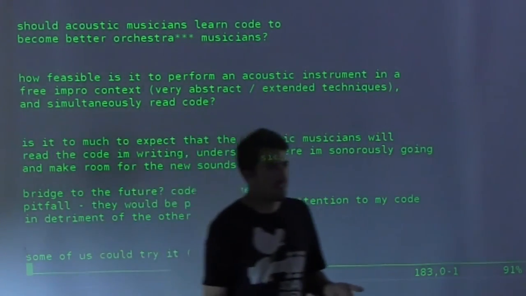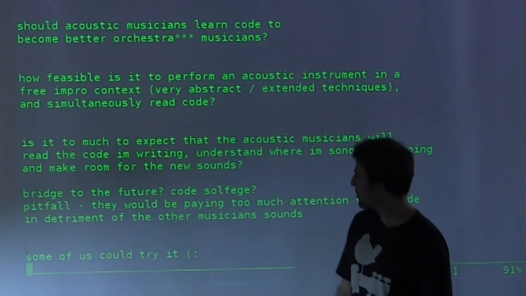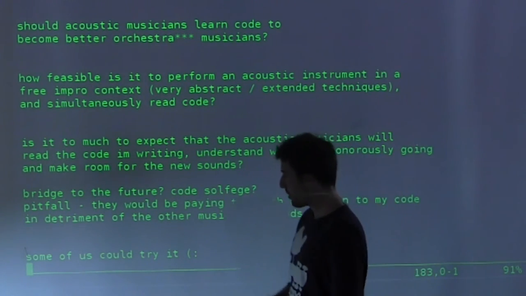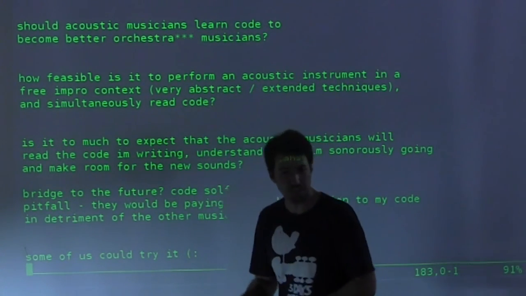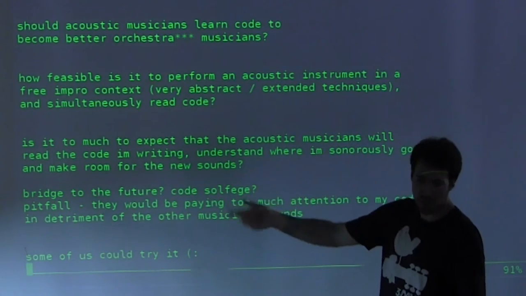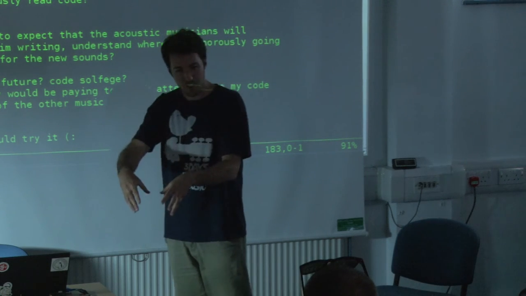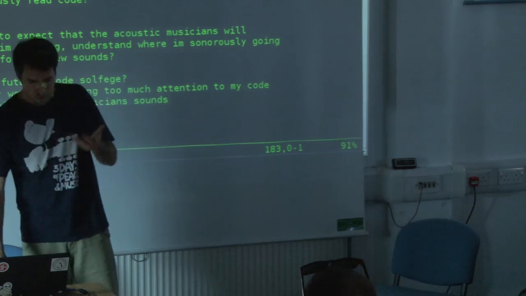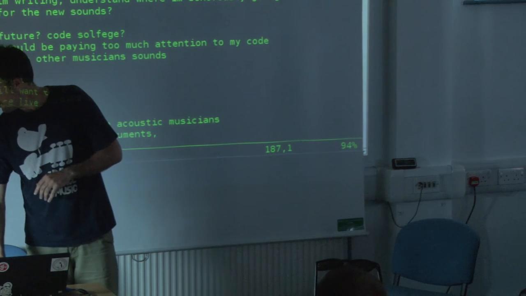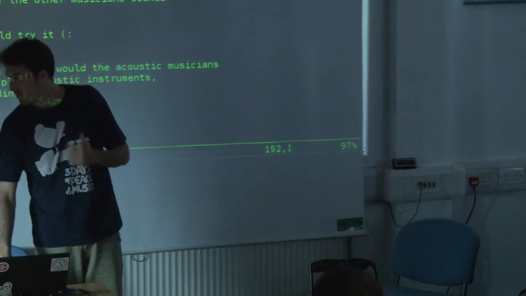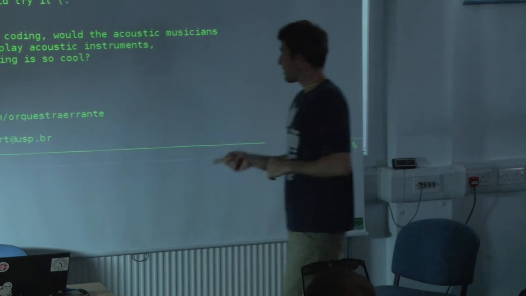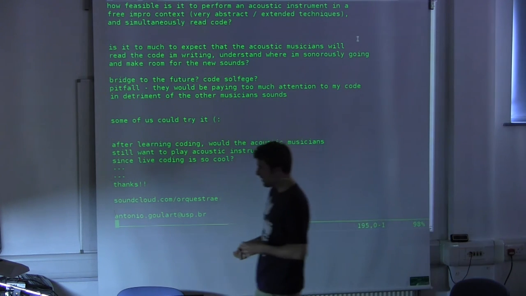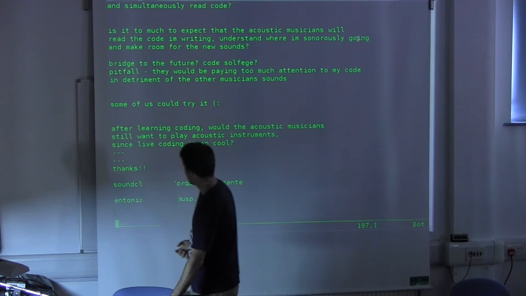But some of us already do live coding and know, of course, how to program and play. I'm sure most of us here can play some instruments. You could try it: play an acoustic instrument, have one or two live coders in the same group, try to solfège their code, and maybe try this future interaction. And this is the most important question: after learning coding, would the musician still want to play acoustic instruments, since live coding is so cool? So yeah, that was this short history.